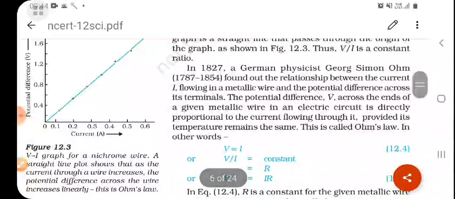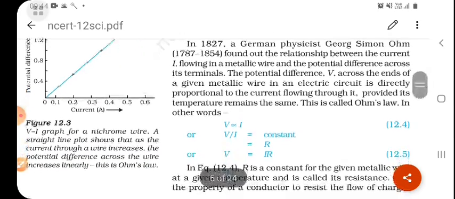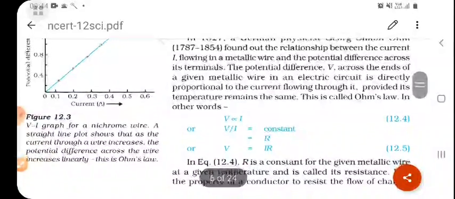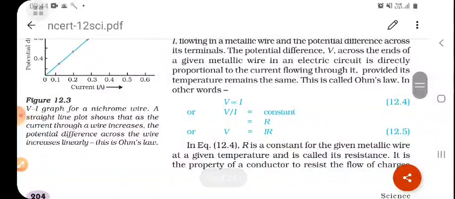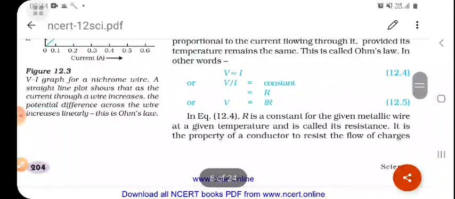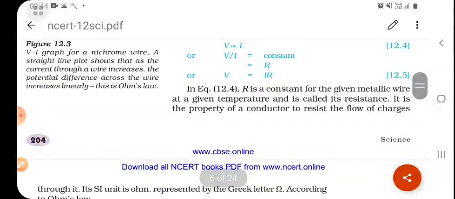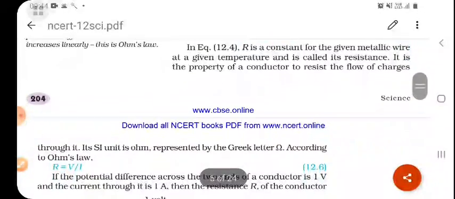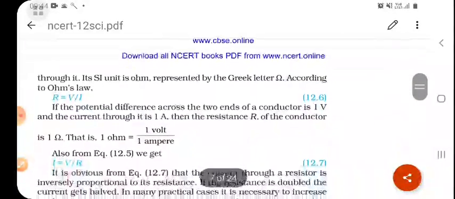that is the resistance of the circuit, and it was given by the scientist George Simon Ohm, from 1787 to 1854. The relationship between the current and the potential difference is given. So V upon I is constant, equal to R, and V is equal to IR is the relation given by Ohm and said to be Ohm's law.